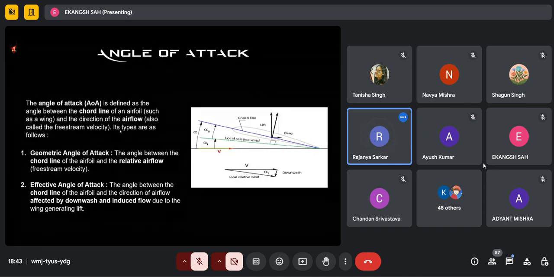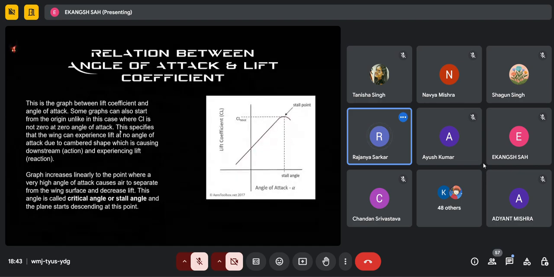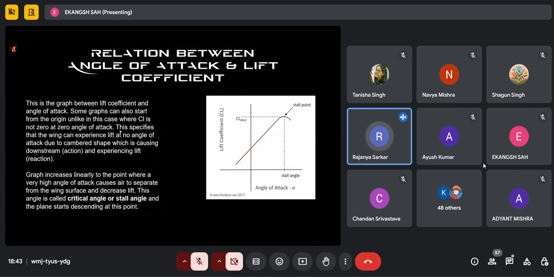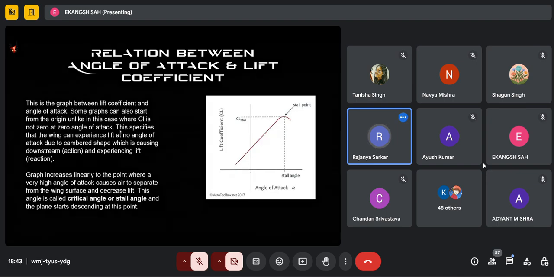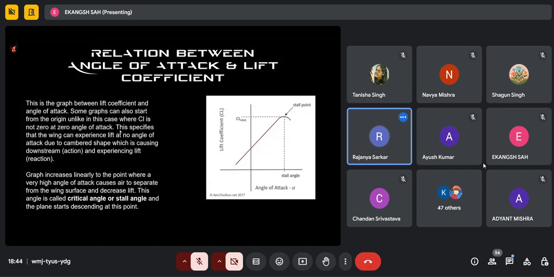Again, moving forward, we have the relation between alpha and CL, right? We have a linear relationship between CL and alpha. But this is valid up to a value of alpha that is called the stall angle or critical angle of attack. And at alpha equal to stall angle, we have CL equal to CL max. And when alpha is increased further, the CL decreases due to stall. And we have beautifully described the stall in the next slide.